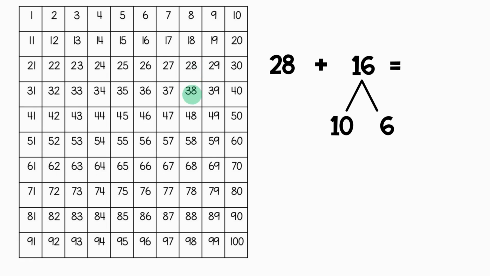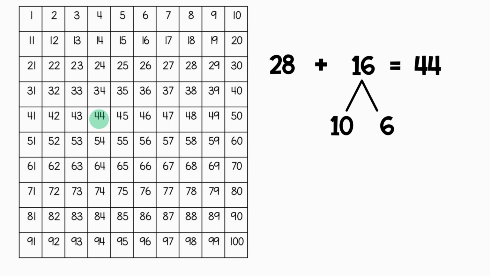Now we'll add 6 by going across to the right, and when we get to the end, we'll start at the beginning of the next row. Watch. 1, 2, 3, 4, 5, 6. I ended at 44, so 28 plus 16 equals 44. I went down 1 row to add 10 and across 6 columns to add 6.